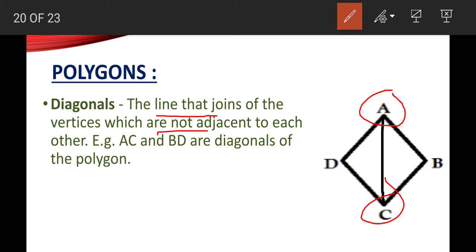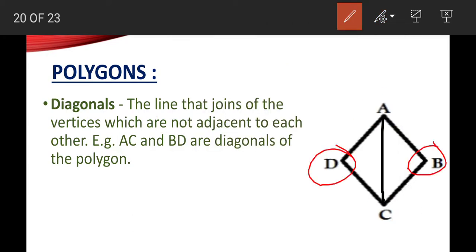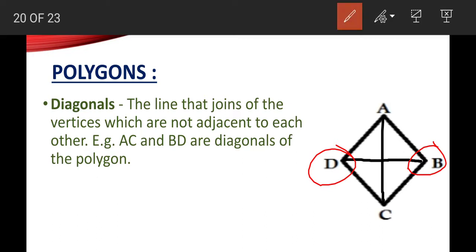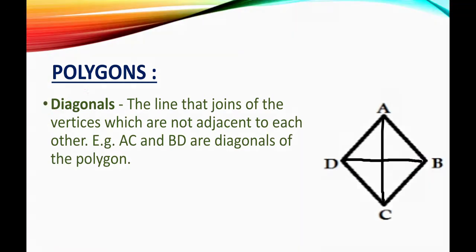If we join B to D, then the joining is also known as a diagonal. The line that joins non-adjacent vertices is known as a diagonal. Okay, that's all.